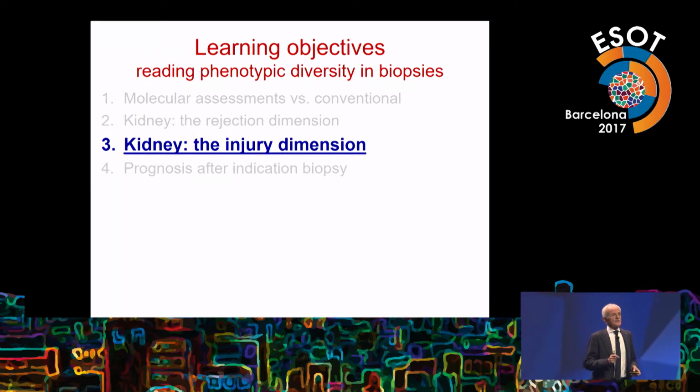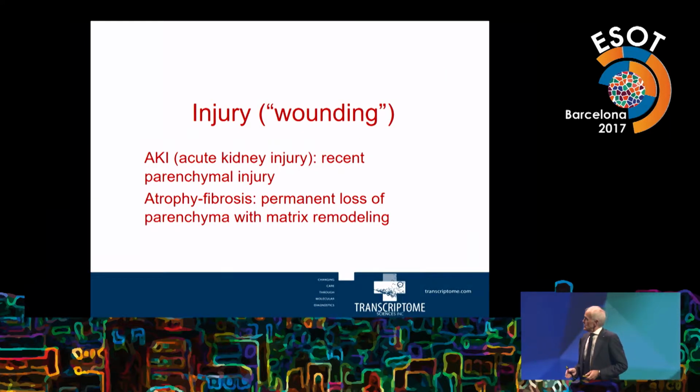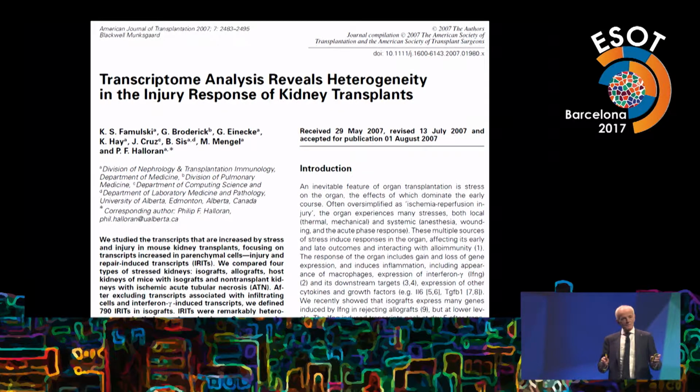Okay, one of the interesting things that I've found in my career is looking at injury. And injury is a remarkable phenotype. All organ transplants are injured in the process, and they're profoundly injured in the process of the donation implantation period, and they never forget it. So we see the acute kidney injury response, which is the response which occurs within hours to days in the transplanted kidney. And we see the atrophy fibrosis phenotype, which is the loss of parenchyma. That's a permanent loss of parenchyma with parenchymal remodeling. And we're trying to develop a model that explains this.